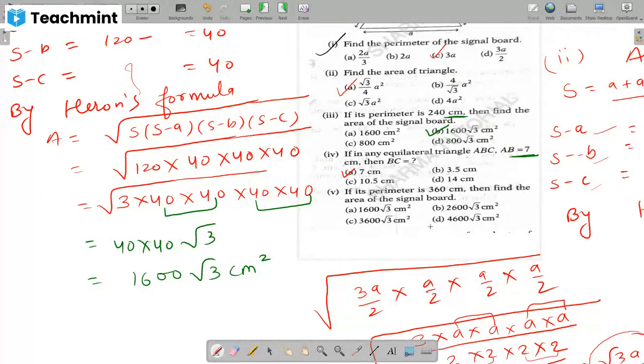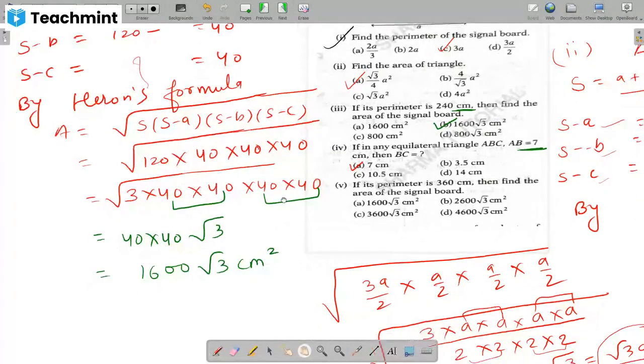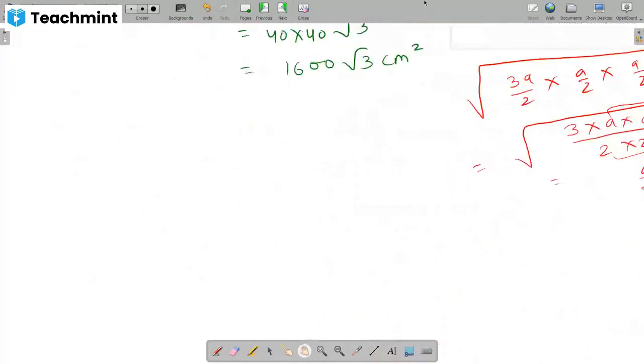Now the perimeter is 360 centimeter. Okay, can you find it? Find the area and let me know the answer. I'm giving you 1 minute time. Perimeter is given, 360.